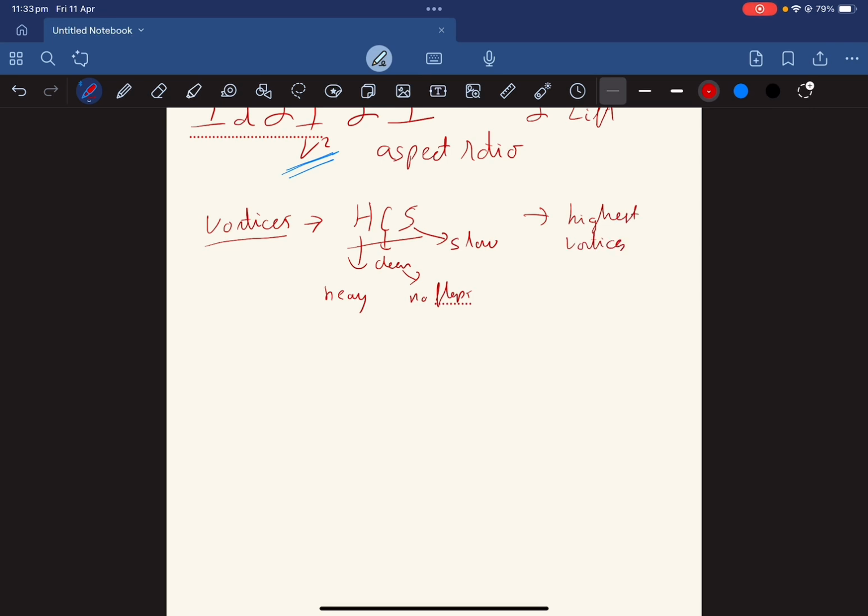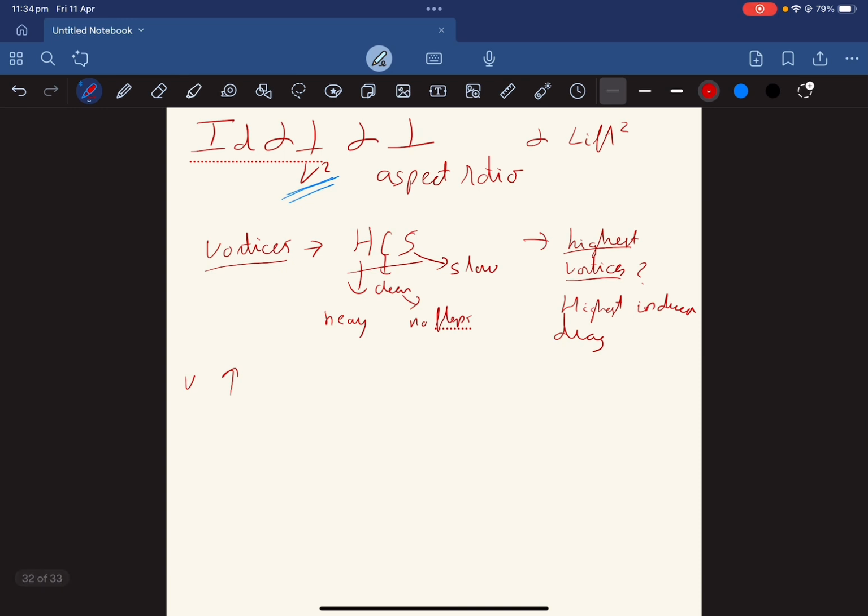So indirectly, what does highest vortices mean? You're going to create the highest induced drag, right? Makes sense. So if I increase my speed, what happens to my induced drag? It reduces. So, aspect ratio.